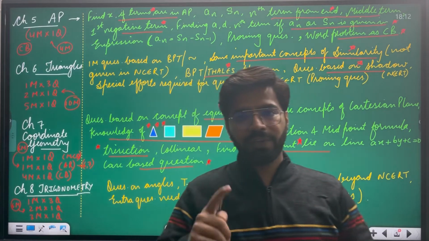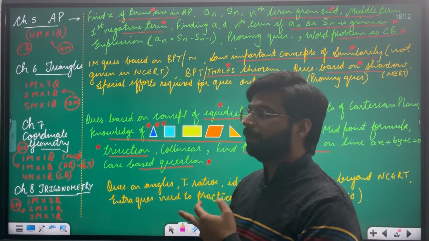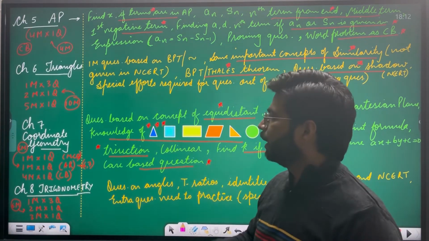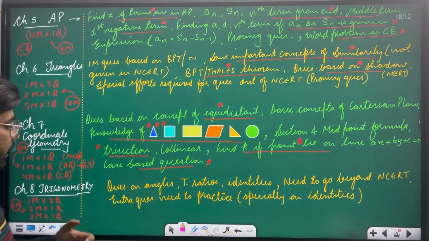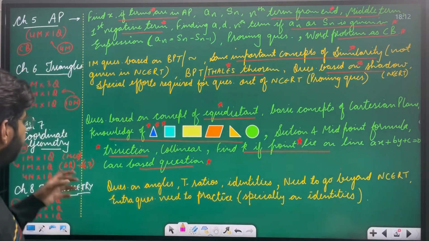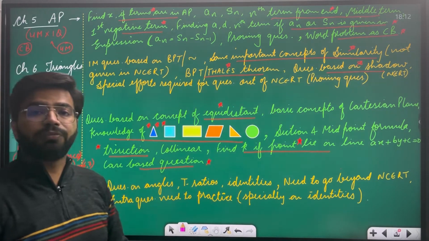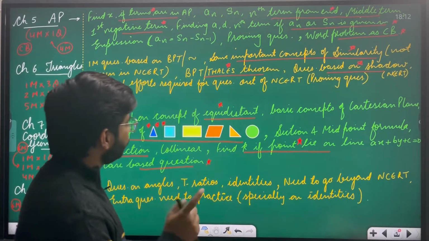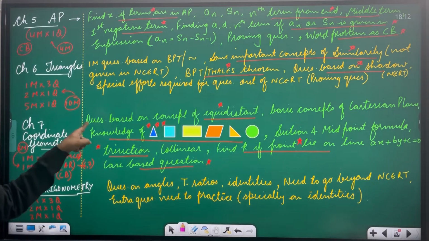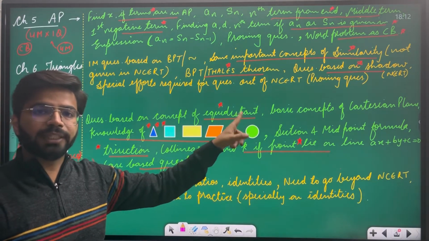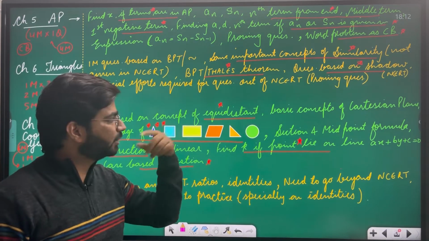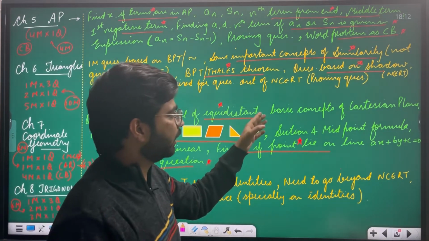See, case based के लिए भी I have told you AP, polynomial or quadratic mix up, and we have the coordinate geometry, and obviously for case study we have some application of trigonometry, right? Now in coordinate geometry, questions based on concept of equidistant. We have the distance formula. हमने बहुत questions किए हुए हैं equidistant के ऊपर, तो वो तुम्हें करने हैं.